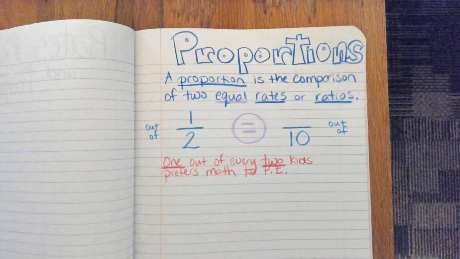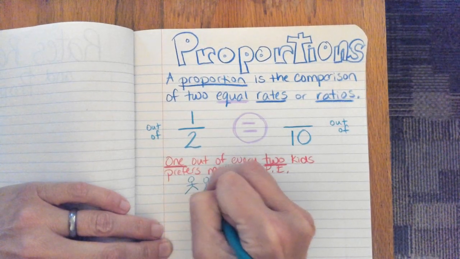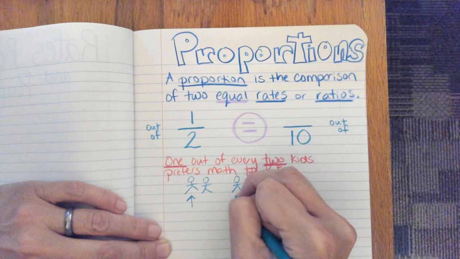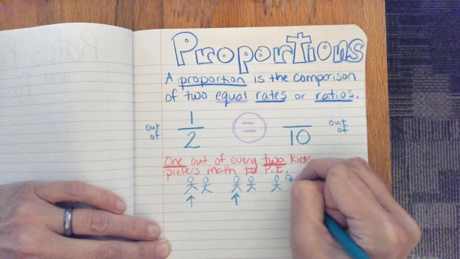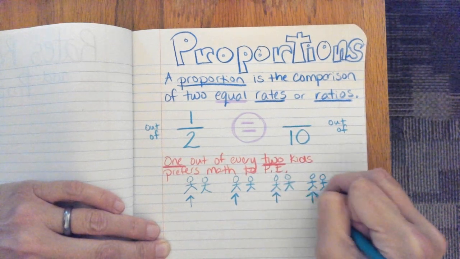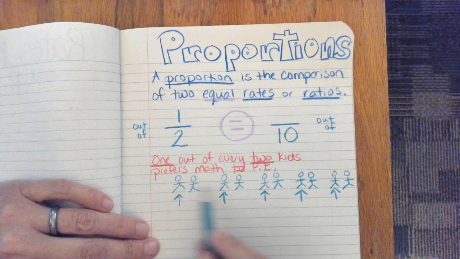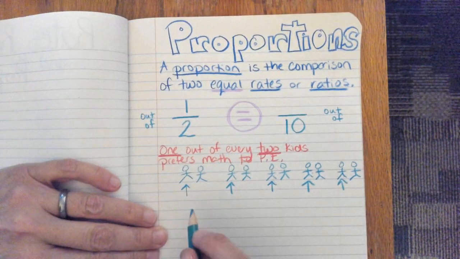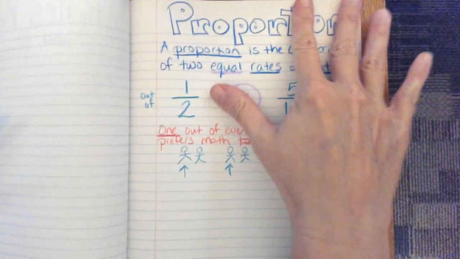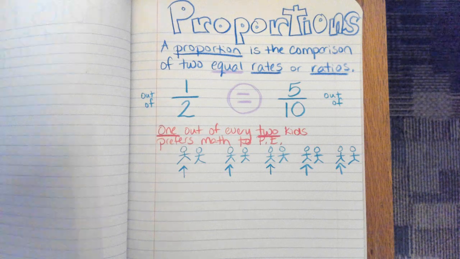Well, if 1 out of every 2 kids prefers math to PE, so like there were 2 kids here, right? And here's the kid that prefers math, and then there are these 2 kids, and there's the kid that prefers math, and so on. So there's 2, 4, 6, 8, 10 kids, and 1, 2, 3, 4, 5 of them prefer math. Okay? Proportions are just, I'm hoping you're noticing here, proportions are equivalent fractions.